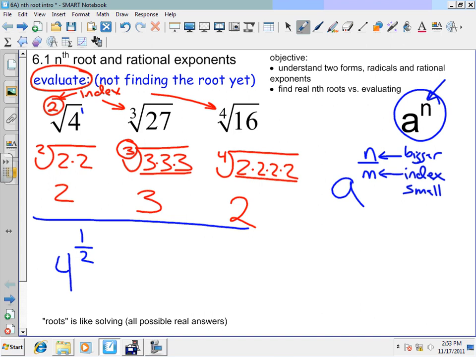So let's look at 27. 27 is the base, and it's raised to the first power. There's no other 27s there. And the index is 3, so I'm going to put that on the bottom.